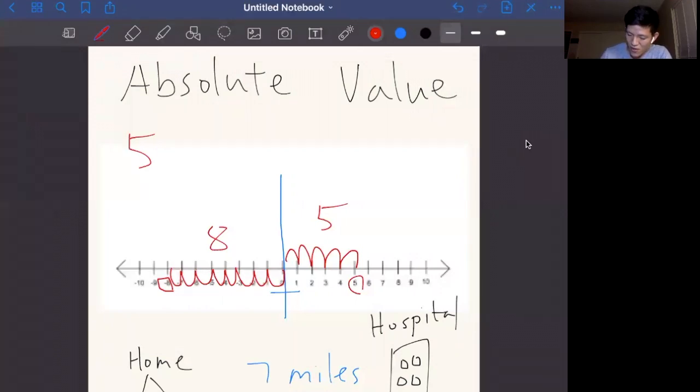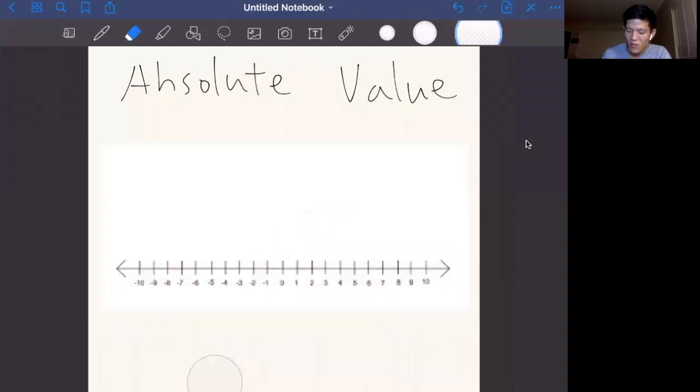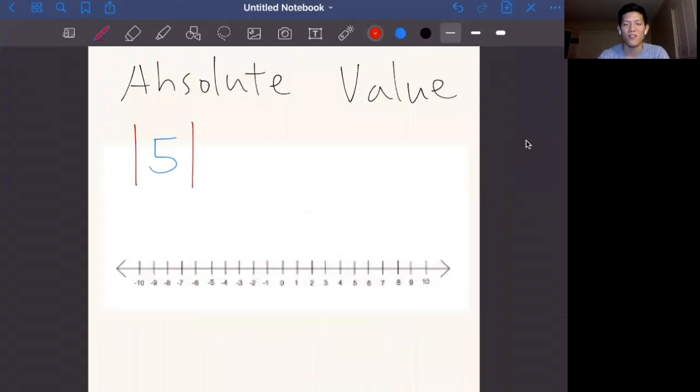Well, that's when we have a little mathematical symbol to show that it's absolute value. For example, there are 5. We draw these 2 bars, left and right, the straight bars, left and right, to say that this is absolute value. And when you see something like this, it's asking you what is absolute value of 5. And so what's the distance between 5 and 0?